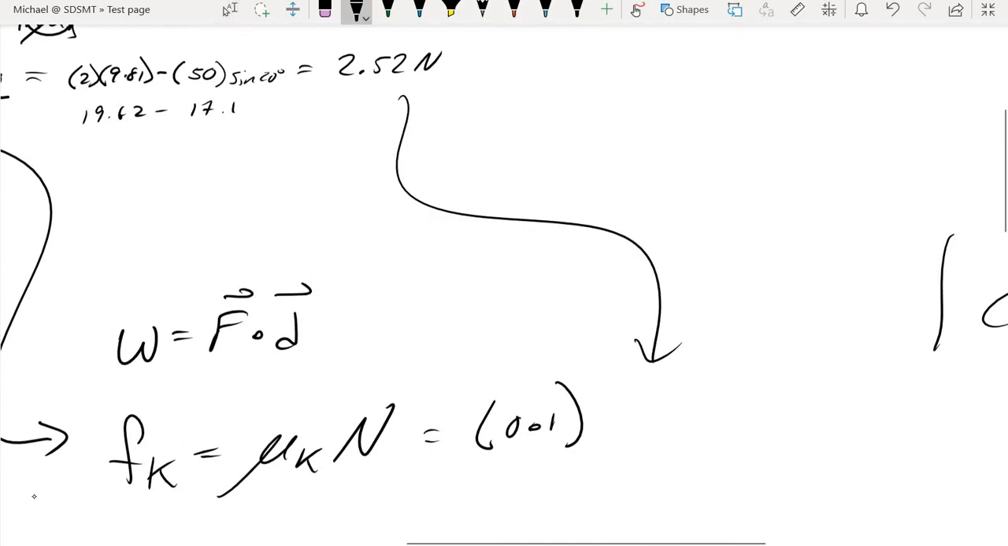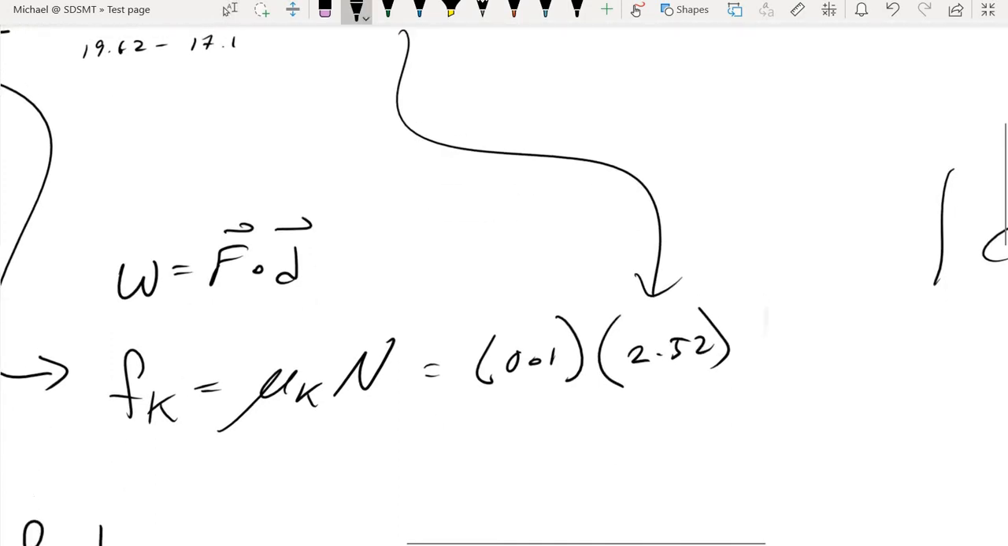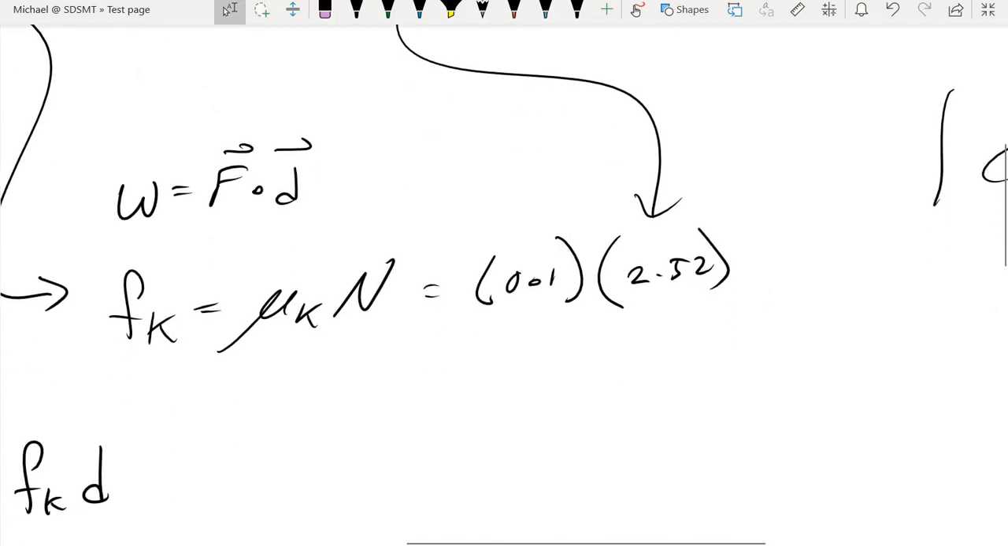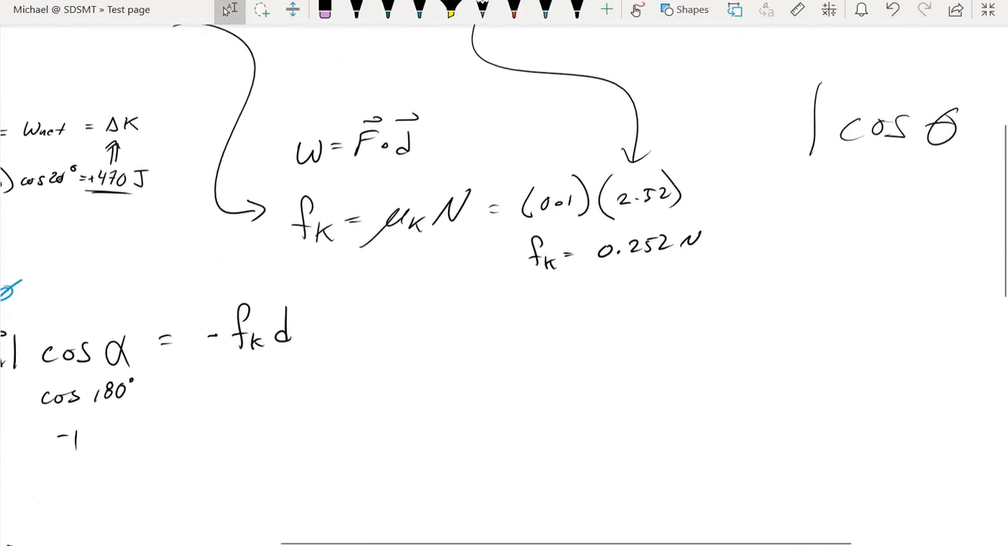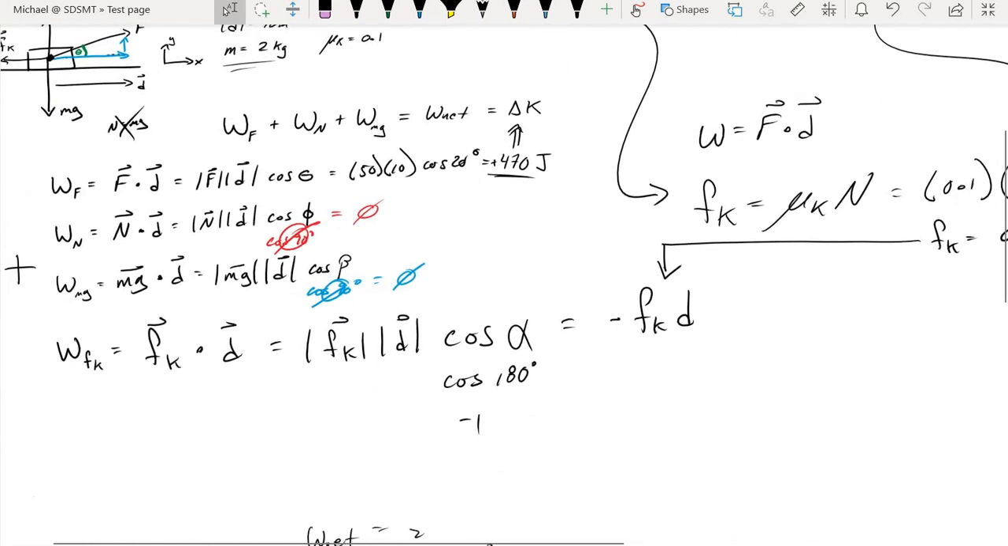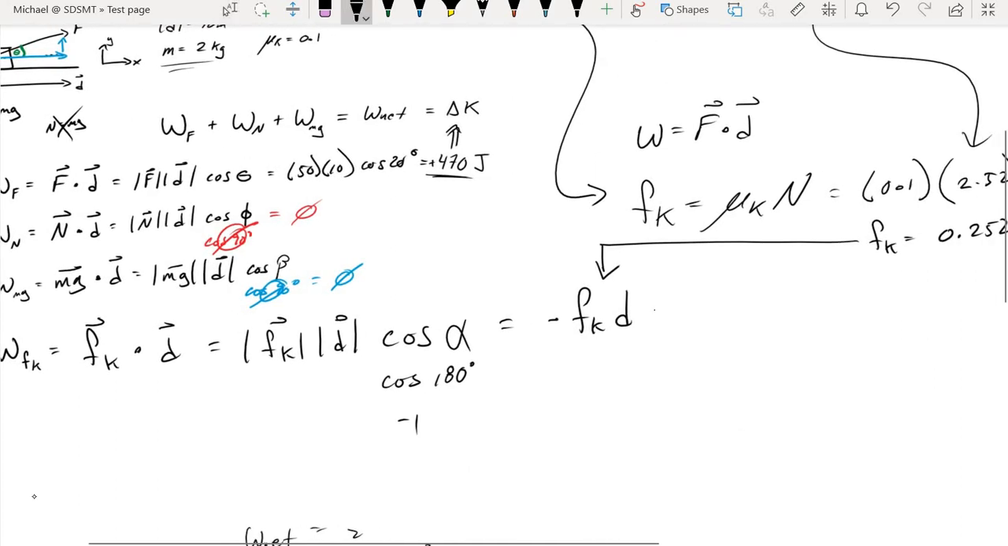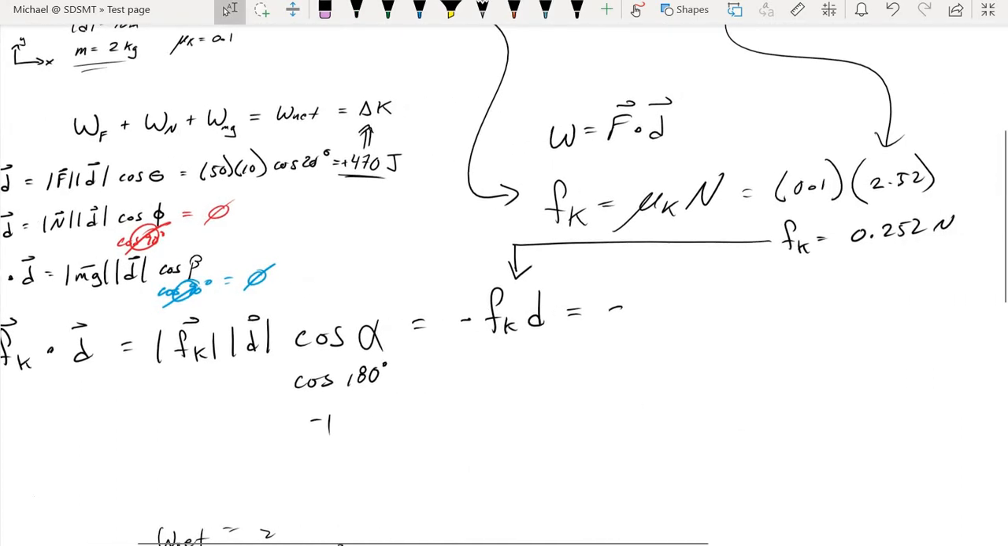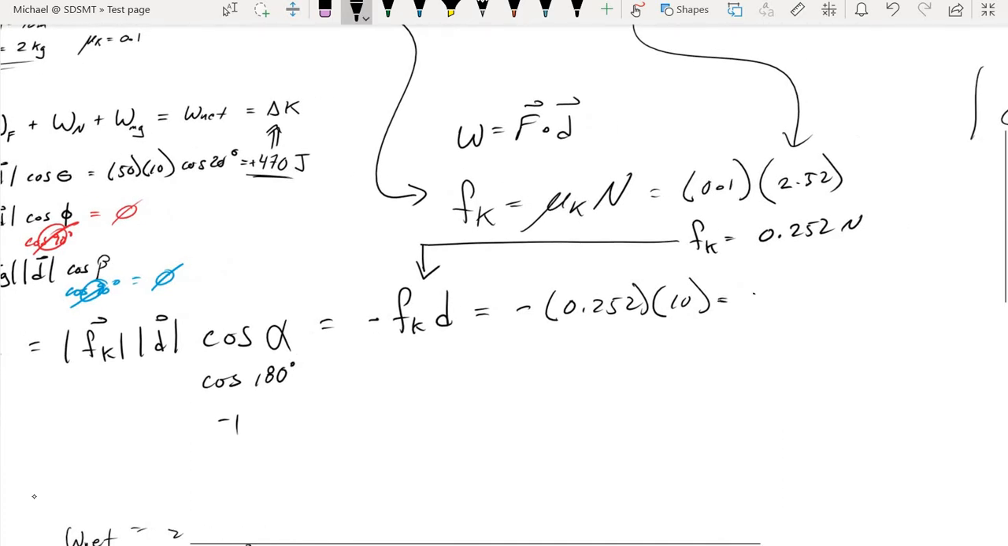That value will be brought down and applied to our friction force. Normal force times coefficient of 0.1. We now have a friction force of 0.252 newtons. That value will be brought into the work expression for the friction force. We have negative 0.252 times the displacement of 10. So we have work done in the amount of a negative 2.52 joules.